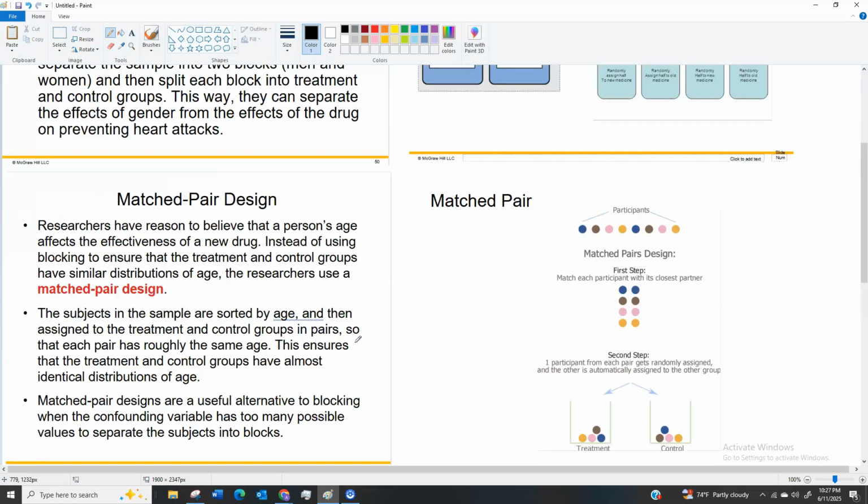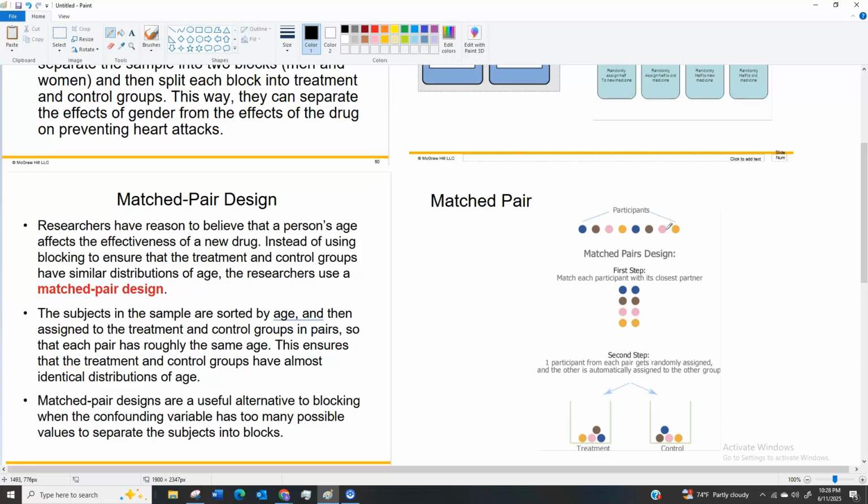Another thing that sometimes will happen, or that researchers will use when they find it necessary, is what's called a matched pair design. So in this case, you have all these participants, and the first step is, because you want the groups to be the same, you can match them by their attributes. Let's say the subjects in the sample are sorted by age and then assigned to the treatment and control groups in pairs. Well, then each of the treatment and the control groups would have almost the same distribution of age.